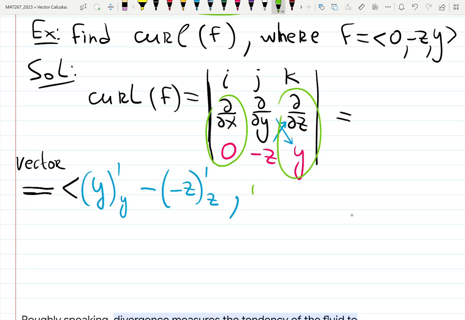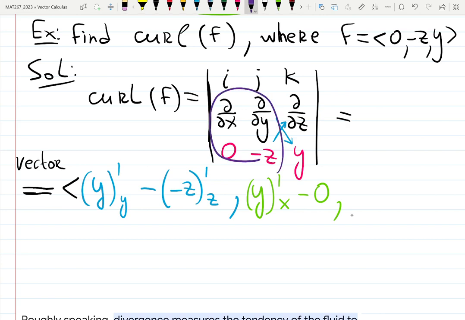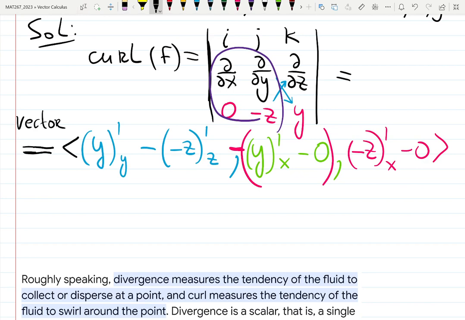Derivative of y with respect to x minus 0, whatever. It doesn't matter what the derivative is. 0 is 0. Saves time. Comma, and the last one is the first squared. Oh, and also there was a negative sign for the second one, remember? There's a huge negative sign in front, like so. And the last one is derivative of minus z, but this time with respect to x, minus 0.